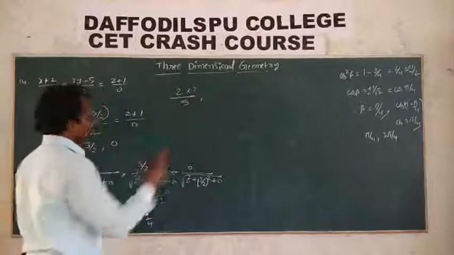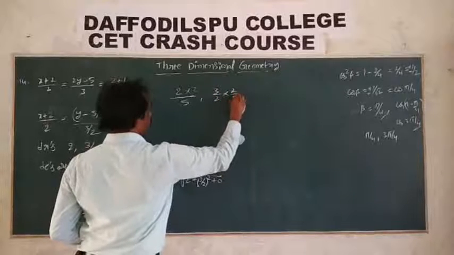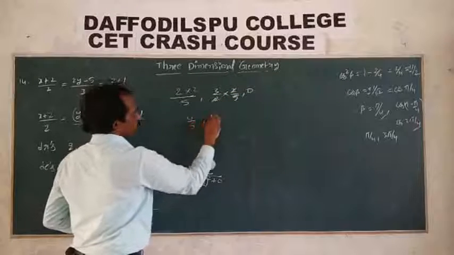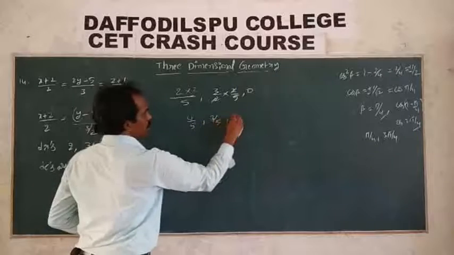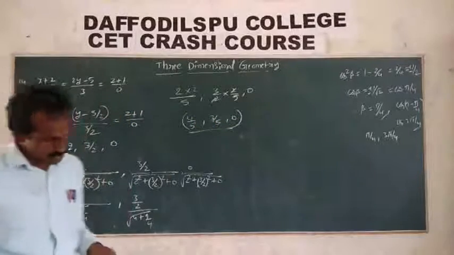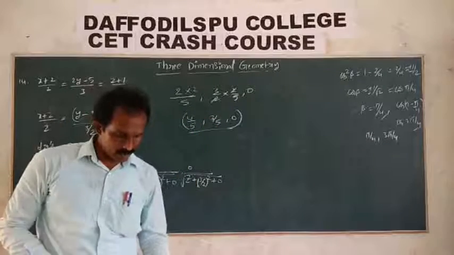This one also is the same. 3 by 2 divided by that is 3 by 5, and 0 stays 0. Therefore 4 by 5, 3 by 5, 0. These are the direction cosines of this line. Right. 4 by 5, 3 by 5, 0. The first option is the correct answer.